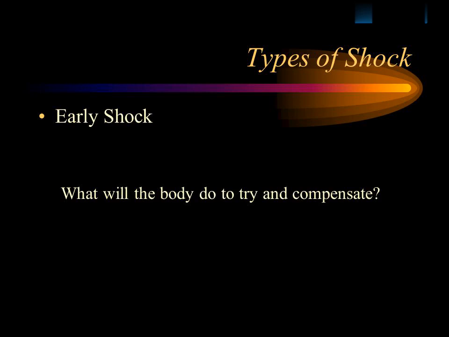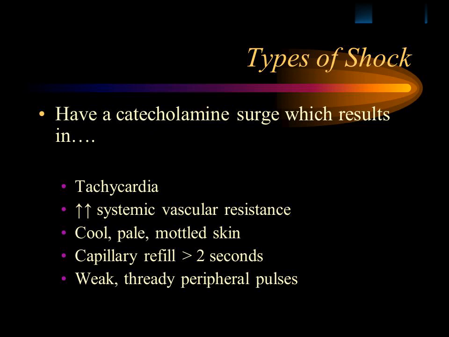Types of shock: early shock. What will the body do to try and compensate? Have a catecholamine surge which results in tachycardia. Increased systemic vascular resistance. Cool, pale, mottled skin. Capillary refill greater than 2 seconds. Weak, thready peripheral pulses.